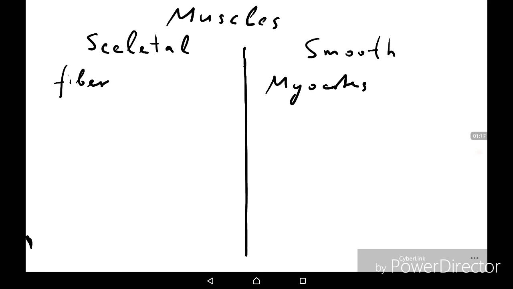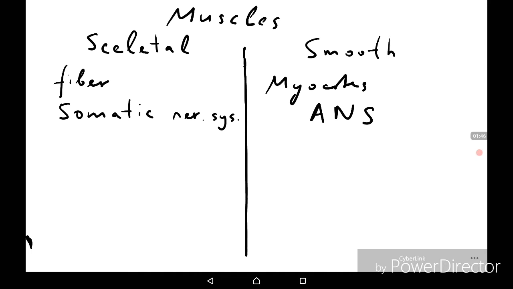Skeletal muscles are controlled by the somatic division of the nervous system. Smooth muscles are controlled by the autonomic nervous system.